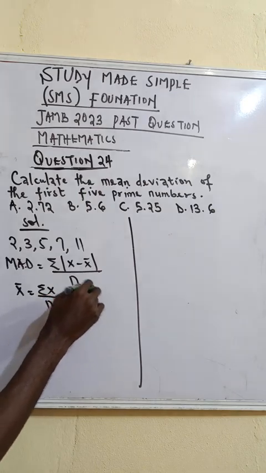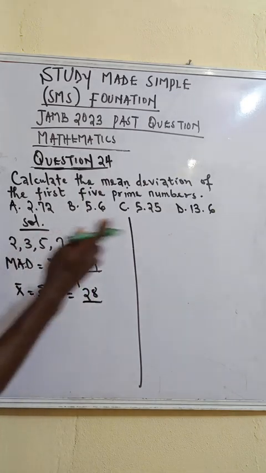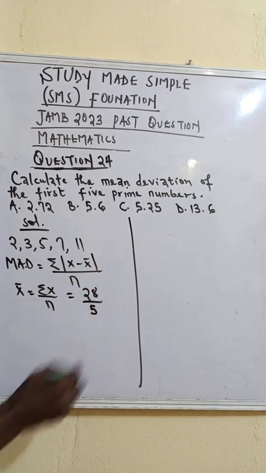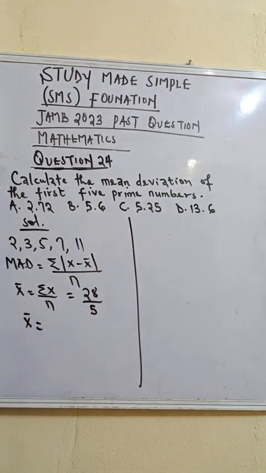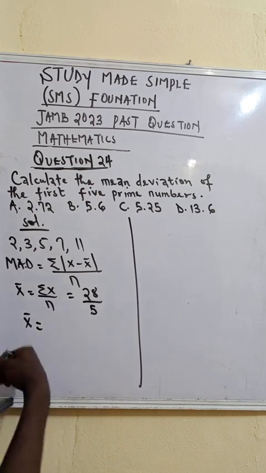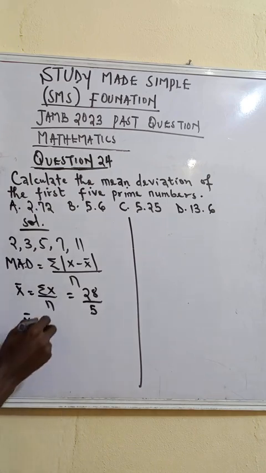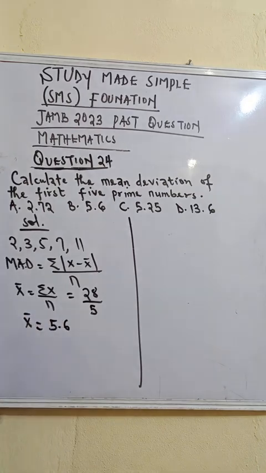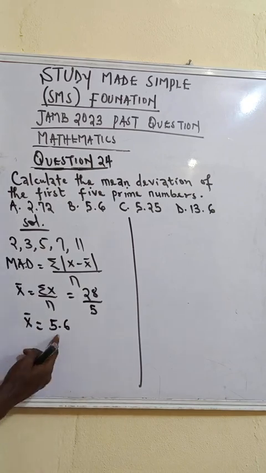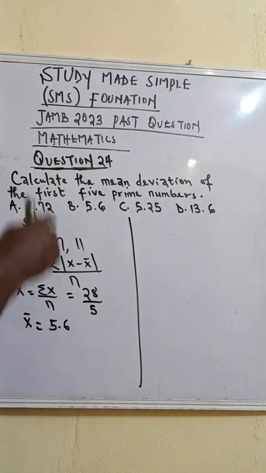So I have 28. 28 divided by how many are they? 5. So mean will be 28 divided by 5. 28 divided by 5, that gives me 5.6. That is 5.6. Now, to get the mean deviation, we have to be subtracting the mean from each score and taking the absolute value.